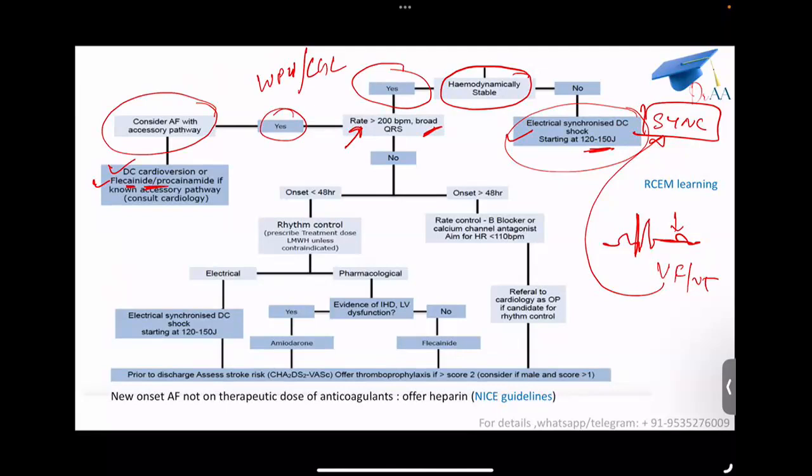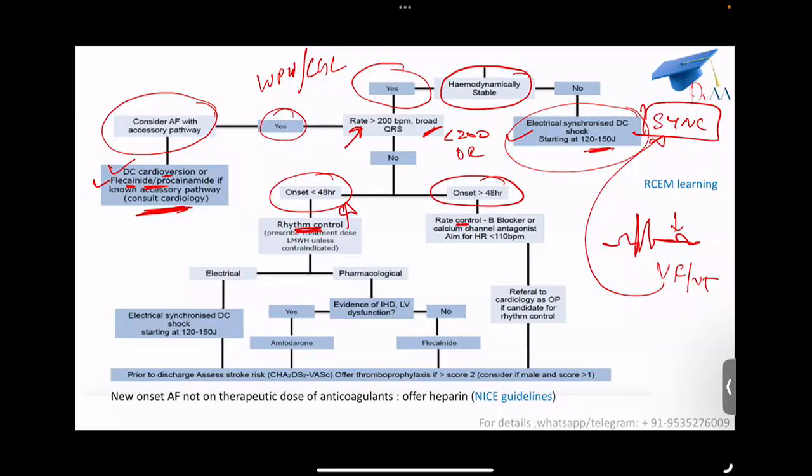Flecainide is preferred in the UK, or you can give DC cardioversion. Usually what we do is consult the cardiologist and take their opinion. What do you prefer, cardiologist? We do it if the rate is less than 200, or it is a narrow complex. Then we are seeing only two things: whether the onset of time is less than 48 hours or more than 48 hours. If it is less than 48 hours, rhythm control. If it is more than 48 hours, then it is rate control.